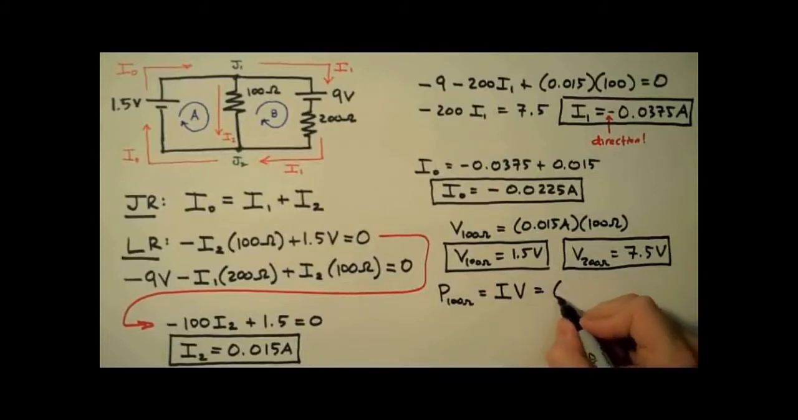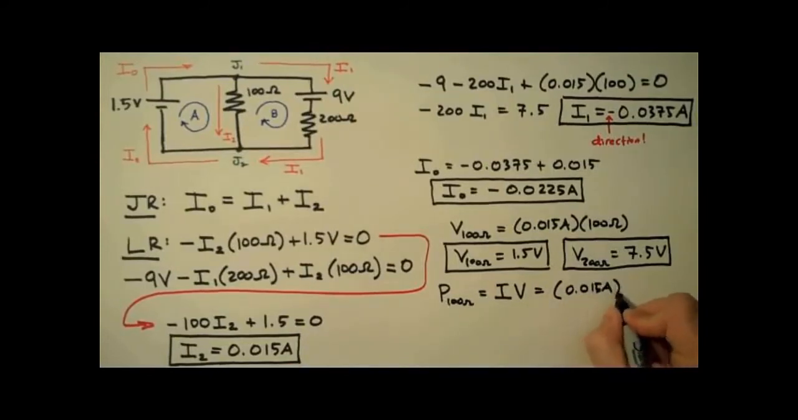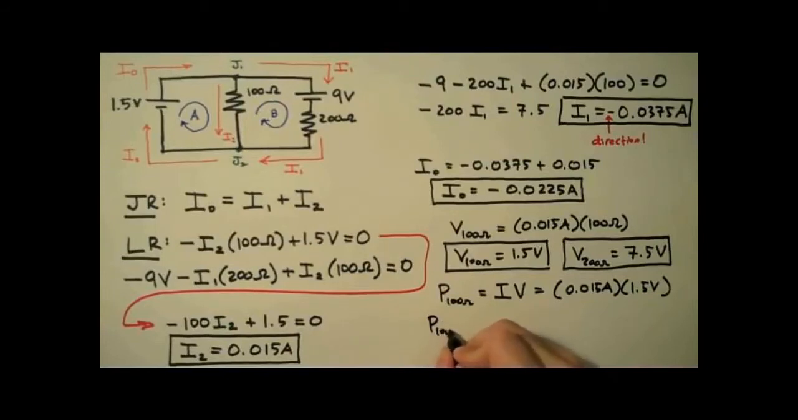And we find out for the 100 ohm resistor, we're going to use the 15 milliamps for the current and the 1.5 volts we just determined. And we find out that the power dissipated by the 100 ohm resistor is going to be 0.225 watts. 22.5 milliwatts.